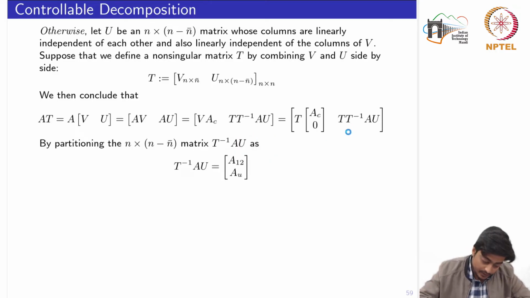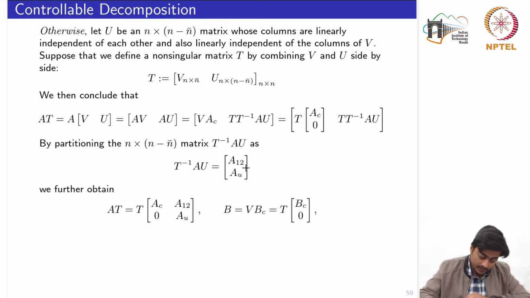So moving forward, this part T inverse AU, I can partition this matrix as A12 and AU arranged in the column. So finally I can write my matrix A times T is equal to T taken common from this part AC0 and this one, which is nothing but T into A12 and AU. So the remaining matrix would be AC0 and A12U. And B, we already have, V is equal to B into V into BC. And similarly, as we have seen here, I can write VBC is equal to T into BC0.